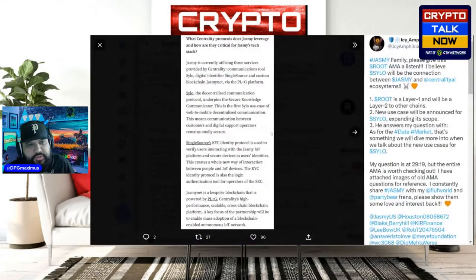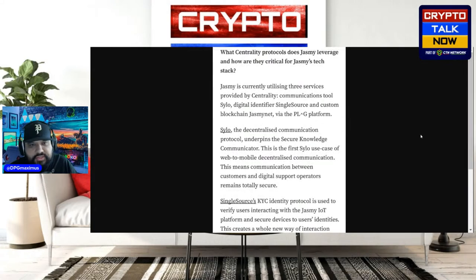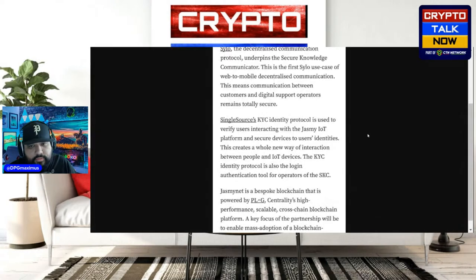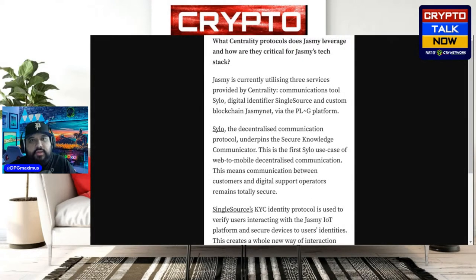So let's jump into this for just a brief moment. This is something that's obviously Jasmine related. On this first one, it asks what Centrality protocols Jasmine leverages, and how are they critical for Jasmine's tech stack? It's a good question, right? It says Jasmine is currently utilizing three services provided by Centrality: communications tools, Silo, digital identifier, single source, and custom blockchain JasmineNet via the PLG platform.